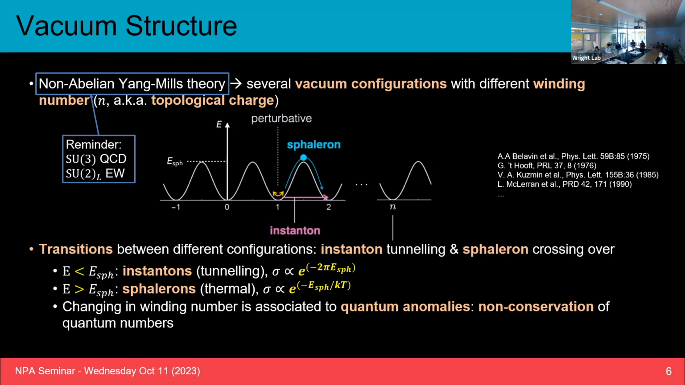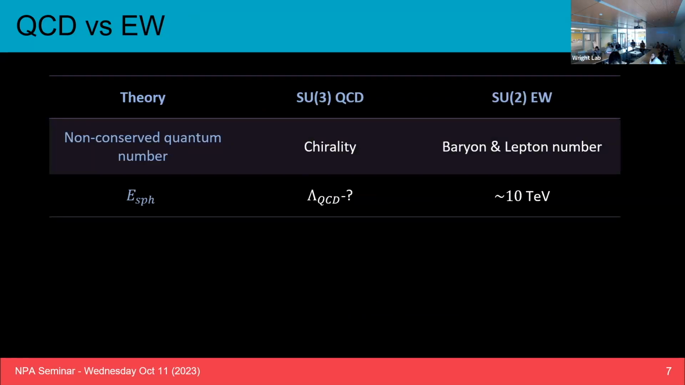The change in the winding number is associated with the quantum anomaly, which means non-conservation of some quantum number. Here, as I said, this is non-abelian Yang-Mills theory. You can have QCD and electroweak, and there are two types of non-conserved quantum numbers. For QCD, it is related to chirality, and for electroweak, it is related to baryon and lepton number.